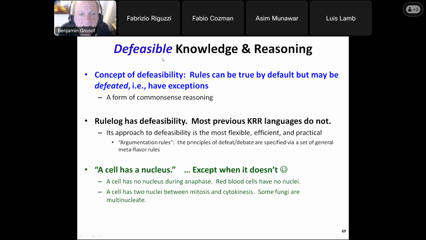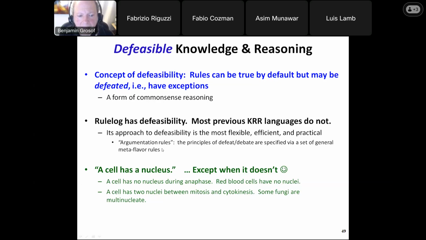Another key expressive feature is defeasibility of knowledge and reasoning. Now, there's a more general concept of defeasibility than just default negation, where a whole rule can be true by default, but may be defeated, that is, have exceptions. It's often called a form of common sense reasoning. RuleLog has defeasibility, but most previous KRR languages do not. And its approach to defeasibility is the most flexible, efficient, and practical.